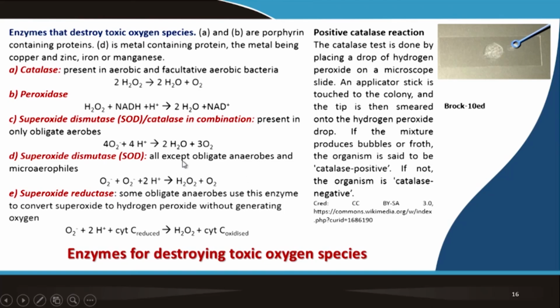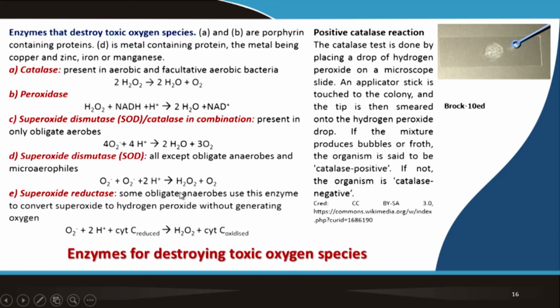Let me rephrase that. Superoxide dismutase is common to all bacteria except obligate anaerobes and microaerophilic bacteria. So two molecules of superoxide plus 2 protons will result in hydrogen peroxide and molecular oxygen. And the last one is superoxide reductase.